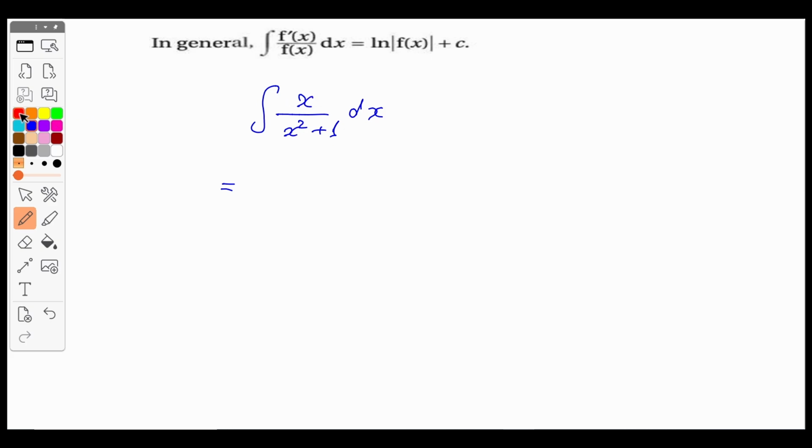So we should multiply the top by 2, and if we do this, we have to divide outside by 2. Now the top, 2x, is the derivative of x squared plus 1. So the answer simply will be half ln of the modulus of the denominator, x squared plus 1, plus c. This is the answer of this question.